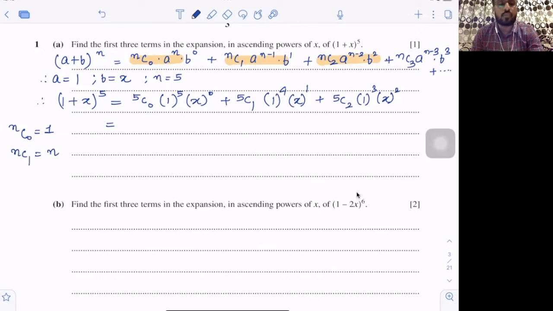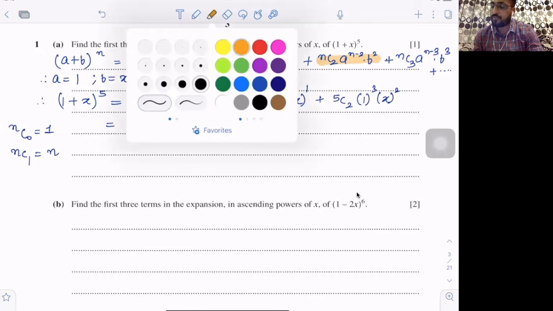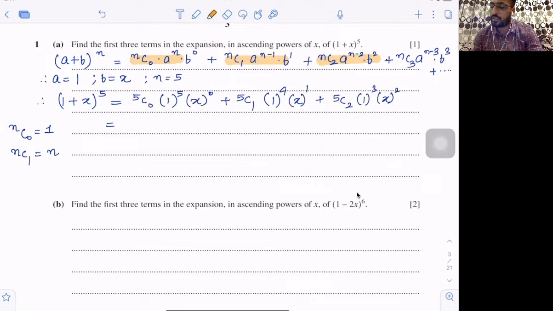So I know that 5C0 is going to be 1. 1 raised to 5 is also going to be 1. x raised to 0 is also going to be 1. That means this first term that I have, students, is simply going to become 1, right? So I'll be writing here 1. Then I know that 5C1, students, nC1, I have written the value as n.